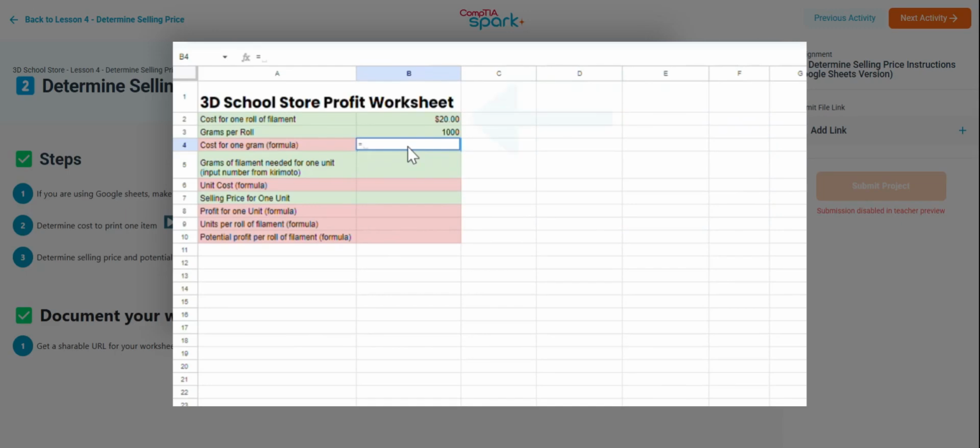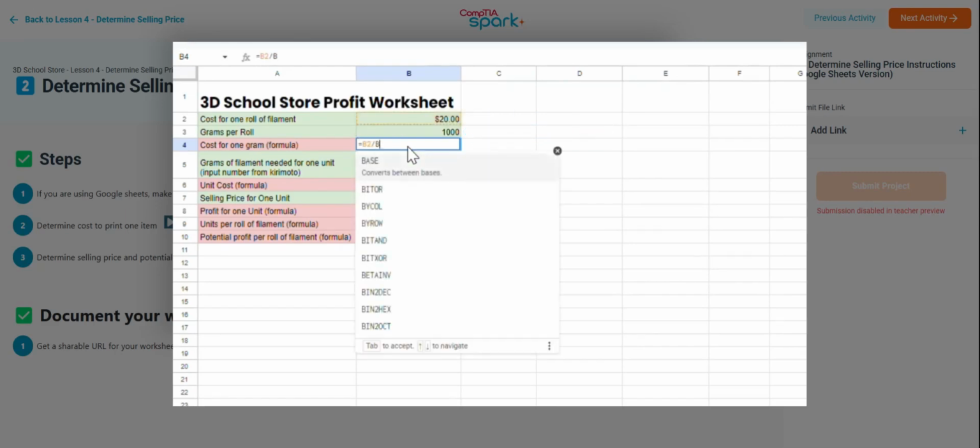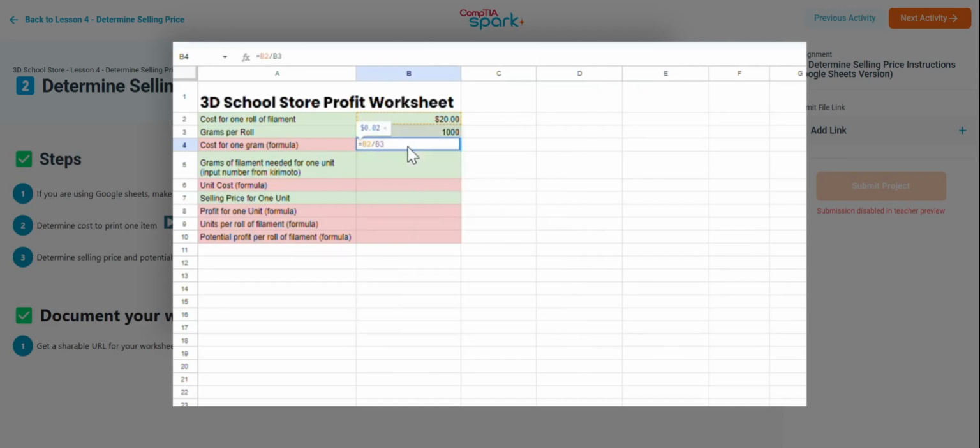The cost of the roll is in B2, so I'm going to type in B2. And the number of grams in the roll is in B3. So I'm going to type the division symbol and then B3, and type enter. All right, the number that shows up is the cost per gram, which is the cost for 1 gram of filament, which in my case is 2 cents per gram. If your numbers are different, you will have a different amount here.